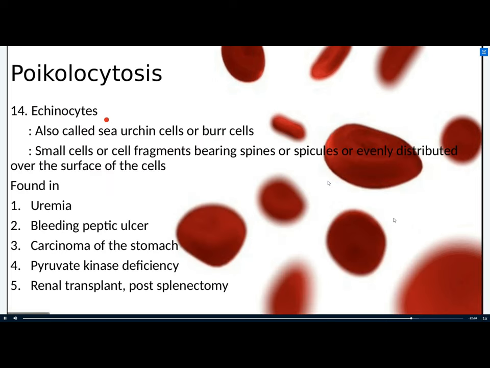Another one would be your echinocytes, also known as your sea urchin cells or your burr cells. Now, these are small cells or cell fragments bearing spines or spicules that are evenly distributed on the surface of the cell. They could be found in uremia, bleeding peptic ulcer, carcinoma of the stomach, pyruvate kinase deficiency. Plus, pyruvate kinase, na naaalala nyo sa mga pathways ng RBC metabolism, saan siya nakikita? Naaalala nyo pa ba? Okay, very good.